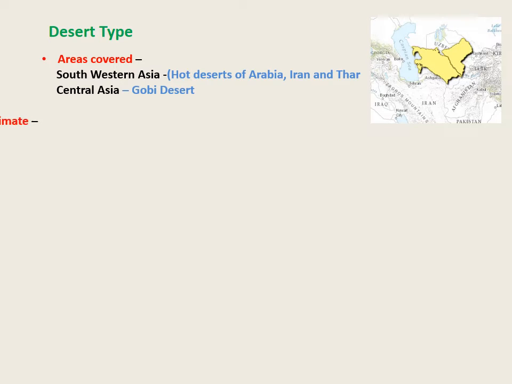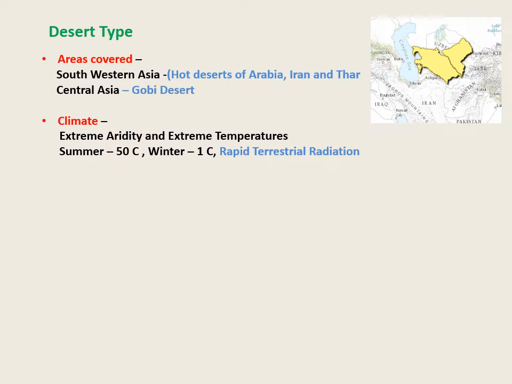Climate. This region is characterized by extreme aridity and extreme temperatures. In hot deserts, summers are severely hot, with temperatures often rising to 50 degrees Celsius, while winters are very cold, with temperatures dipping to 1 degree Celsius. The diurnal range of temperature is also very high. Maximum heating takes place during the day.